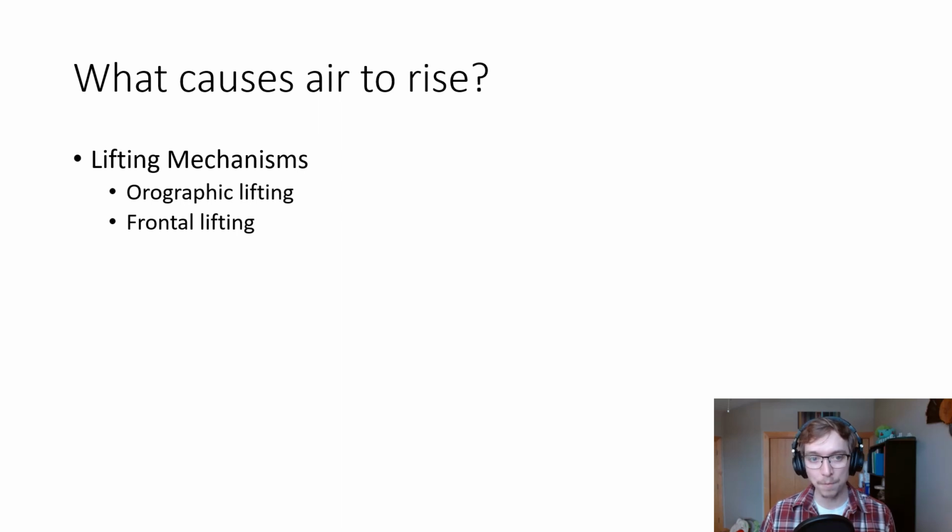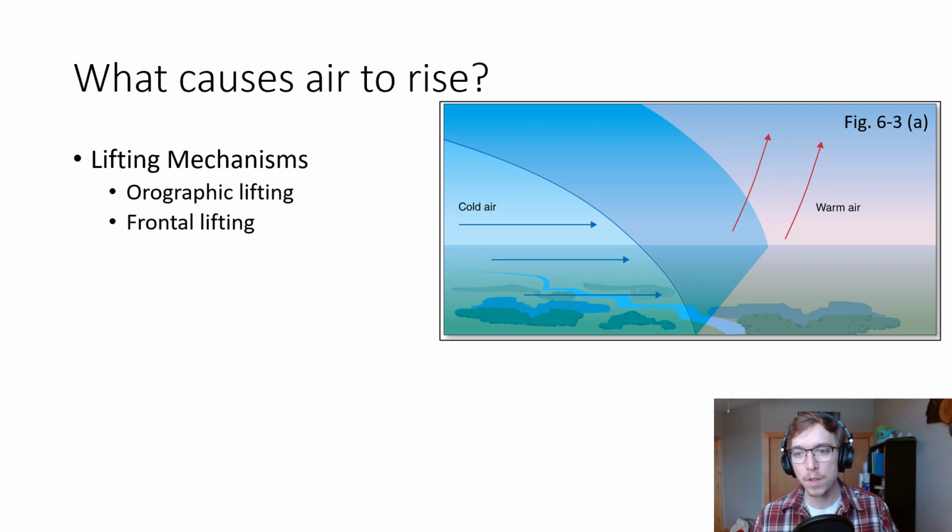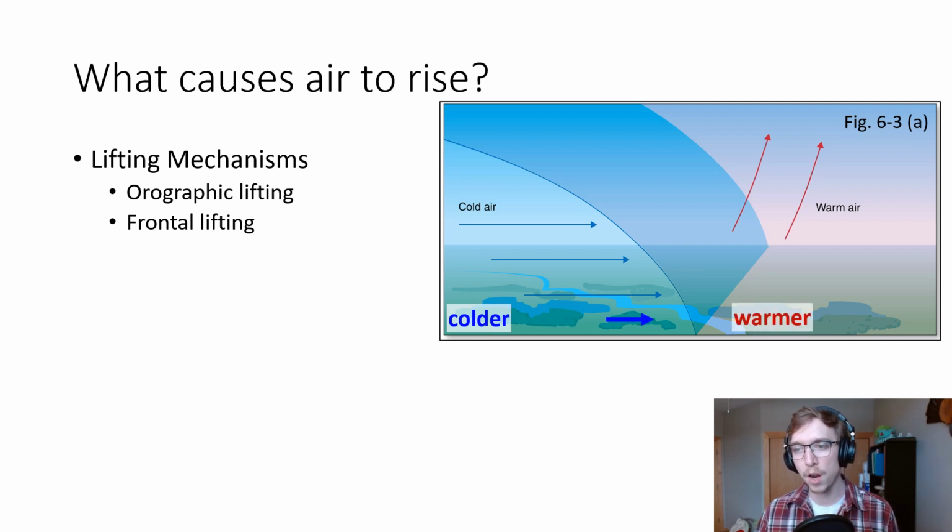The next big one, frontal lifting. Now, when we say frontal lifting, we're thinking of warm fronts or cold fronts. We've heard talk of warm fronts and cold fronts most of our lives, I assume. Basically, a warm front is a front of warmer air moving across the land. A cold front is the same thing for cold air, right? So here, if we had a cold front moving through, we'd have colder air pushing towards warmer air.